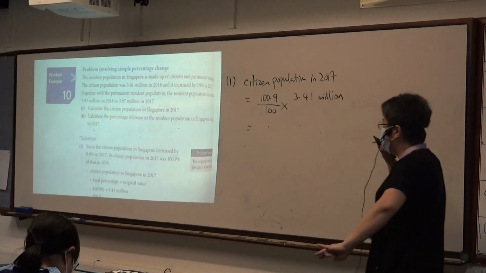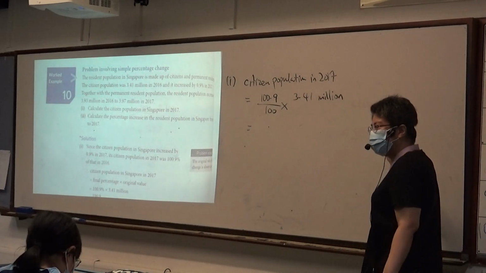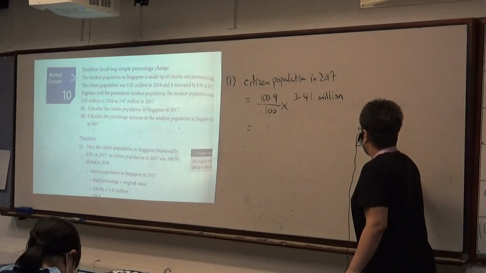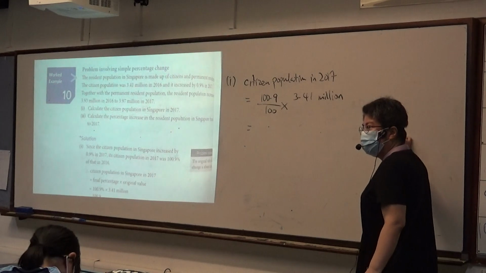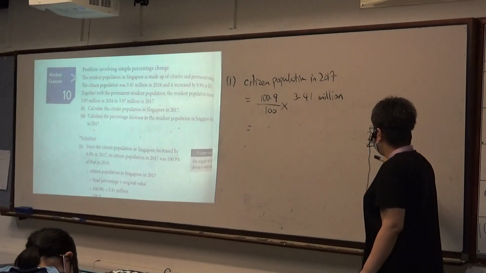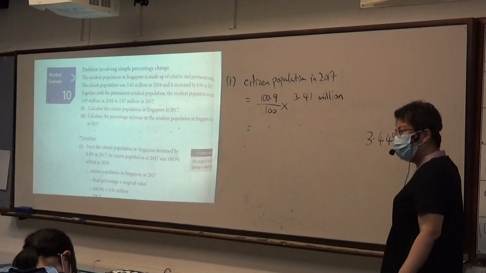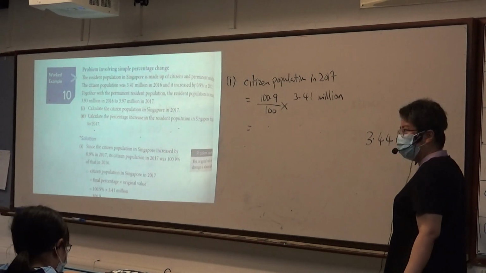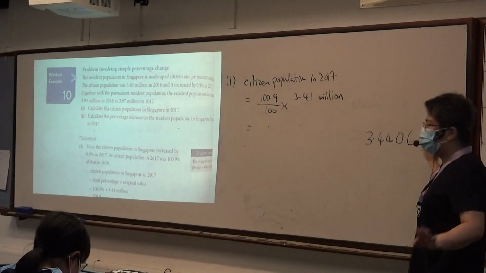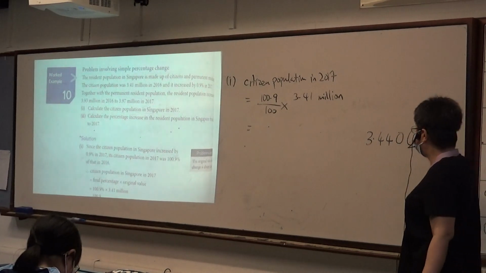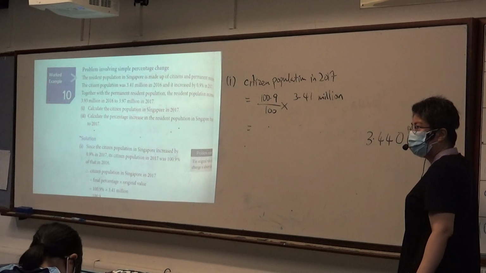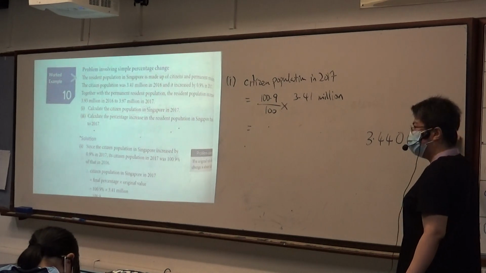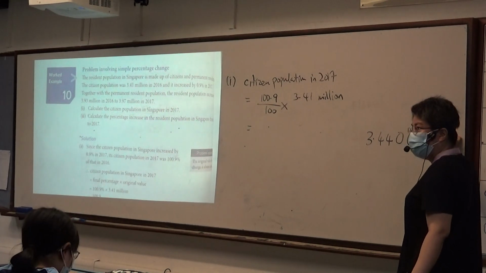What did your answer give you on the calculator? Can you tell me? 3.1, 441. Give me to five figures. 3.44, 0, 6, 1. Give me all. 3.4406, 9, 9 what? 0. That's all.